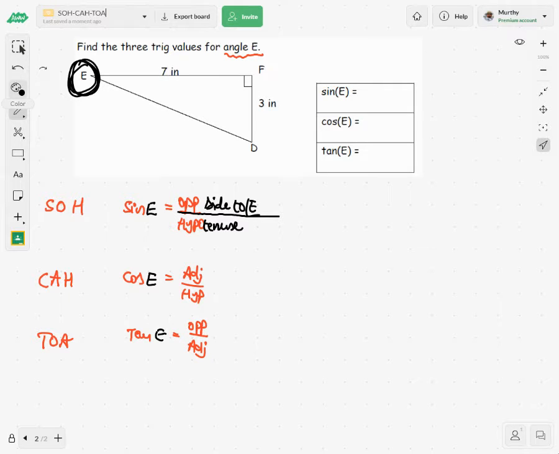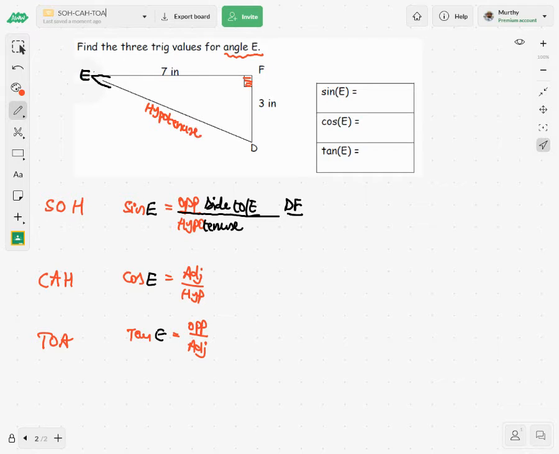Right? That is DF, or 3 inches. Okay, let me erase this part. Oops, I'm sorry. So it is E. Okay, so here, the opposite side to angle E is DF over the hypotenuse. Please remember what the hypotenuse is. If there is a 90 degree angle, then the side opposite to it is the hypotenuse. This is the hypotenuse, right?